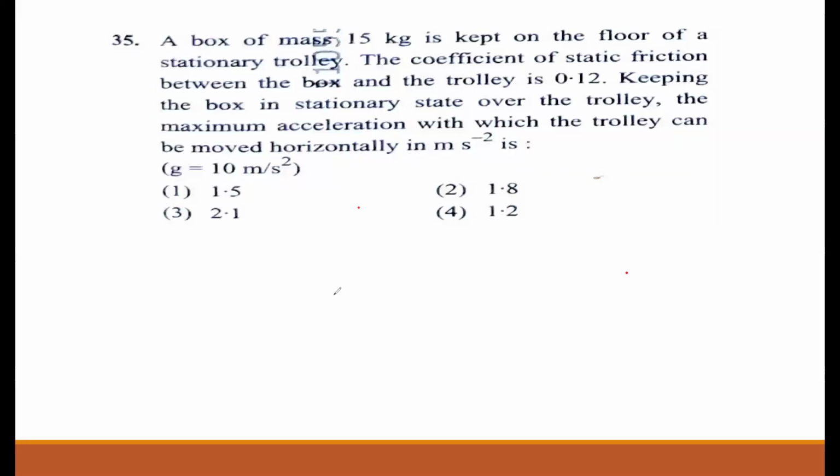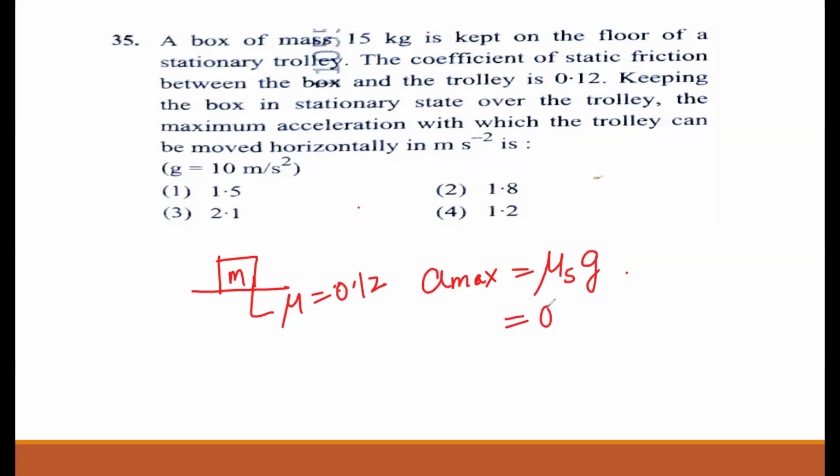Now, coming to question number 35, a box of mass 15 kg is kept on a stationary floor. So this is the mass, and the coefficient of friction is 0.12 here. Now, what is the maximum acceleration? It's a direct question. Maximum acceleration is due to the limiting static friction, at which the body just tries to slide by itself. So that is mu s into g. Mu s is 0.12, into g given as 10, so it would be 1.2 meter per second square. So the fourth option here, 1.2, is correct.